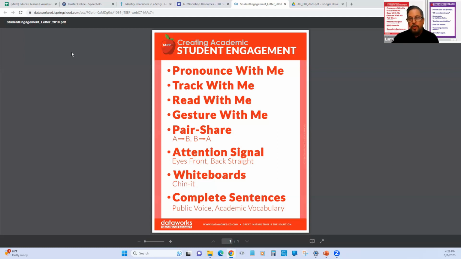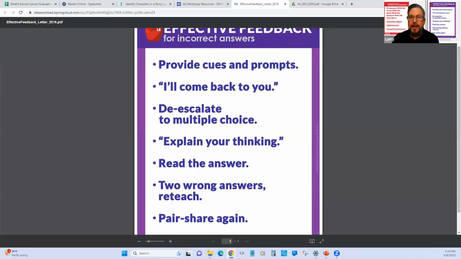Okay. So remember, we will be practicing these amongst ourselves when we start doing the lessons here in a little bit. Okay. Do we all see this poster, effective feedback? This is all part of TAPL. All right. So we're going to practice TAPL and spend a lot of time, but I want to remind us of these. Provide cues and prompts. If you have any of those posters or complete sentences, you want to point to that. So cues would be that.